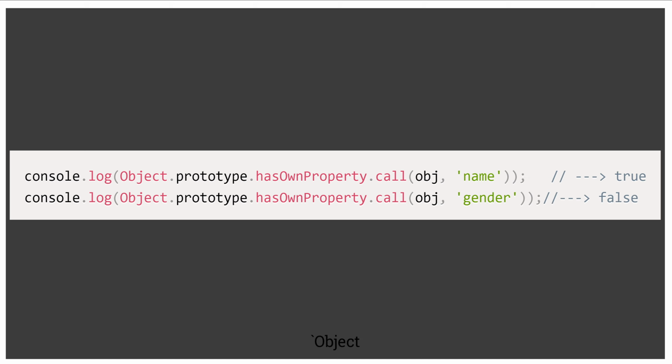3. Object.prototype.hasOwnProperty.call. Pros: Avoids issues if the object has a property that overrides hasOwnProperty. Cons: More verbose compared to using hasOwnProperty directly.